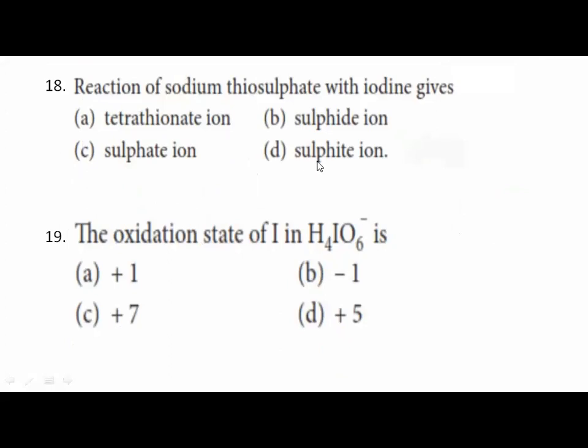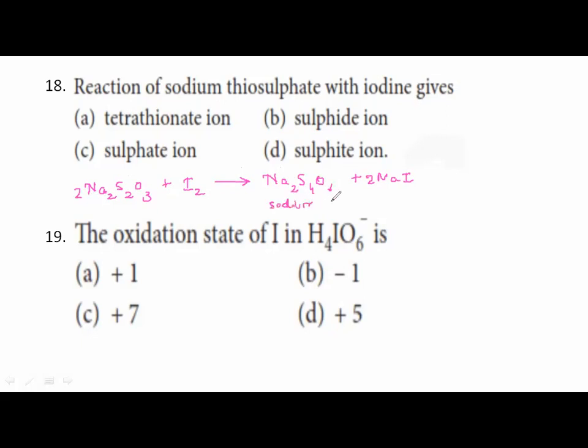Reaction of sodium thiosulfate with iodine gives sodium tetrathionate. I'll write the reaction here itself. Sodium thiosulfate is Na2S2O3 plus iodine I2 gives what? It gives Na2S4O6 plus NaI. Balance the reaction. Na here I will write 2 because iodine is 2. So 2 2s are 4. So I will balance it by writing 2 here. S4, 3 2s are 6. So it is balanced.